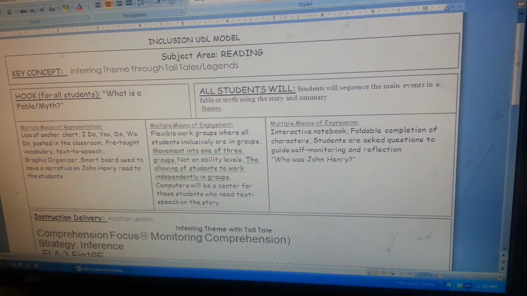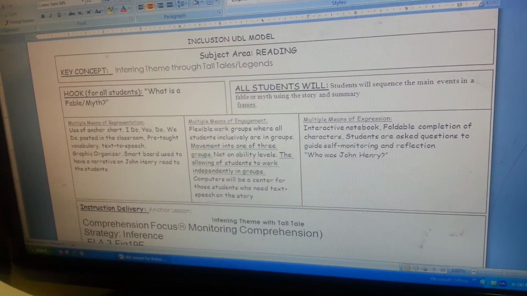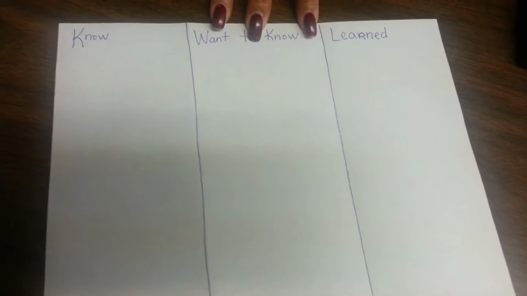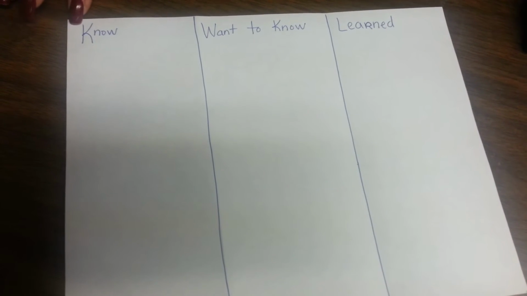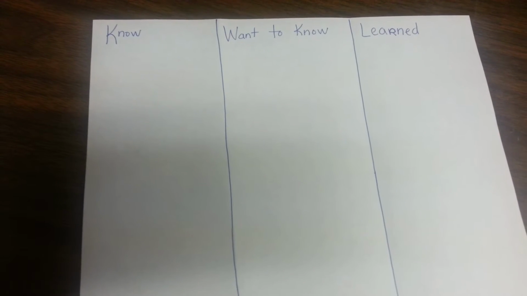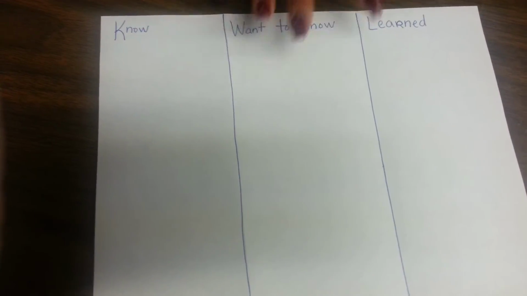Now, I want to show you examples of the graphic organizers that will be used. In the beginning, under I do, I'd already mentioned we're going to do a KWL chart. Under the KWL: what they know about tall tales, what they would like to know about tall tales, and what they have learned about tall tales. Graphic organizers under the UDL concept are a necessity.